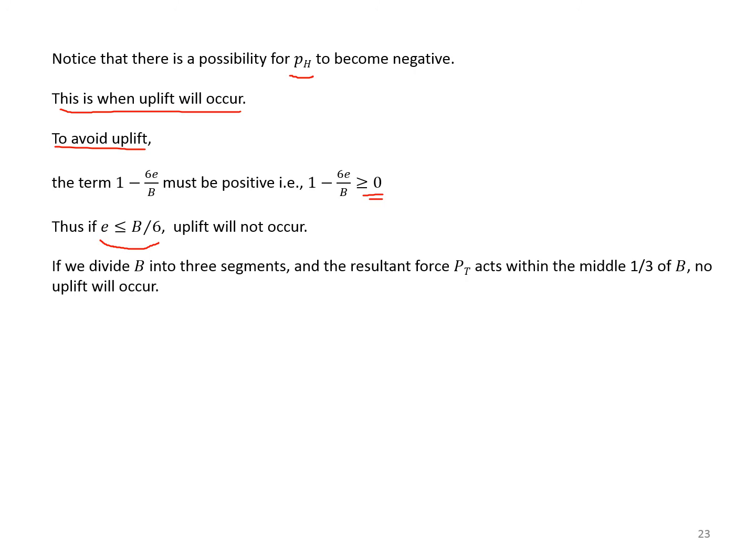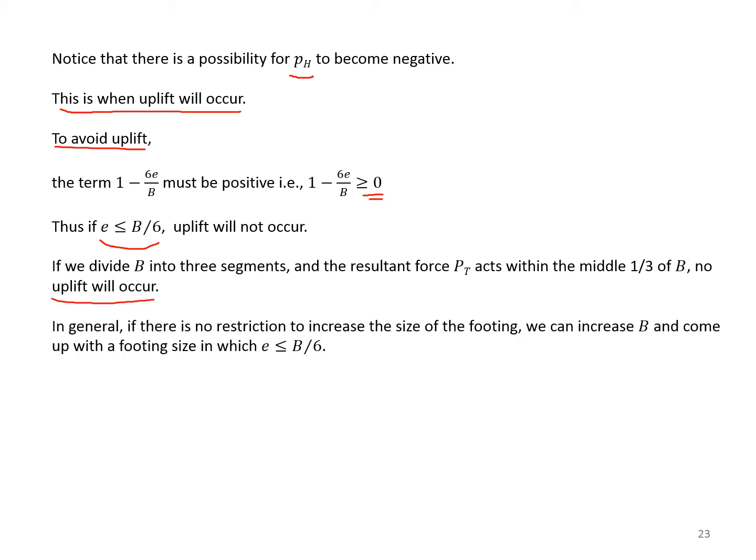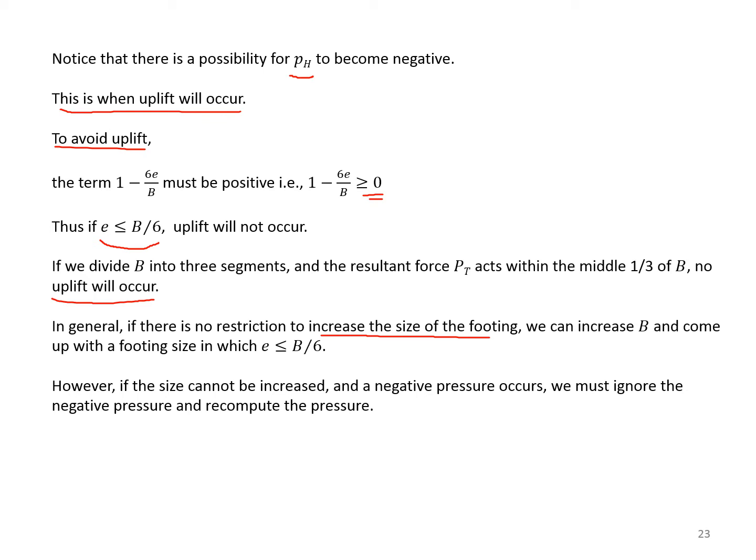If we divide b into 3 segments, and the resultant force PT acts within the middle third of b, no uplift will take place. In general, if there is no restriction to increase the size of the footing, we can increase b and come up with a footing size in which E is always smaller than b over 6. However, if the size cannot be increased and the negative pressure occurs, we must ignore the negative pressure and recompute the pressure.